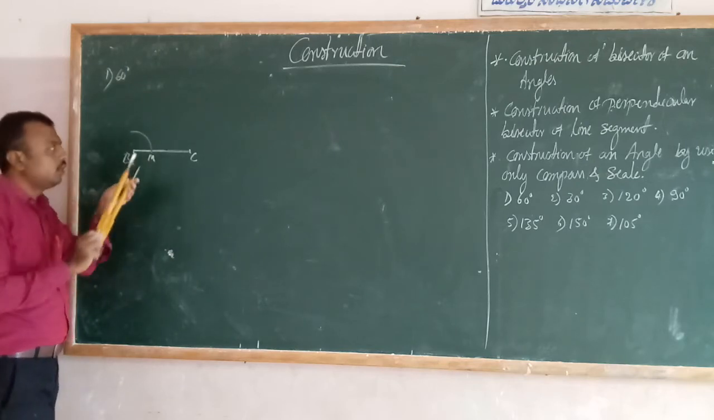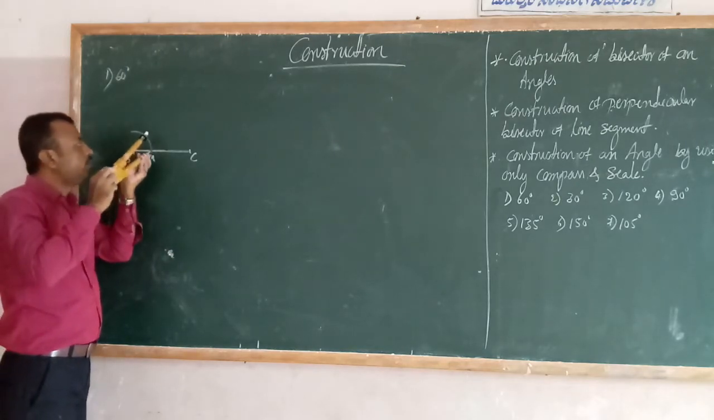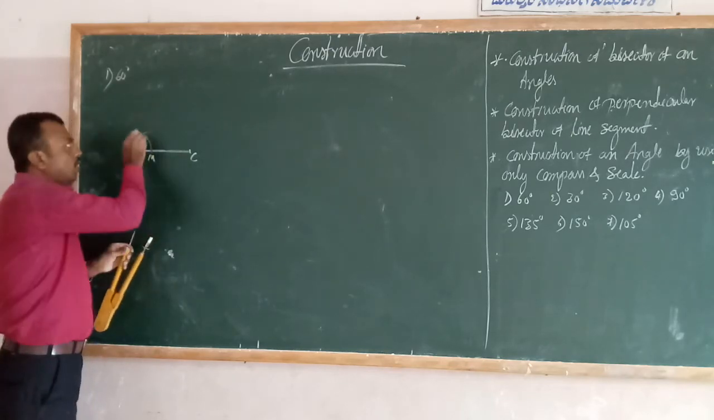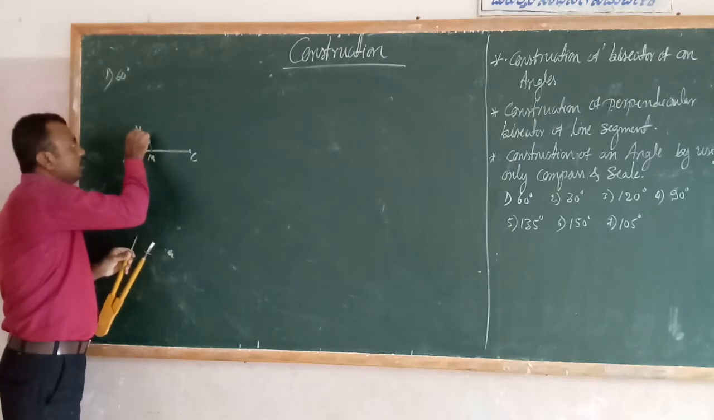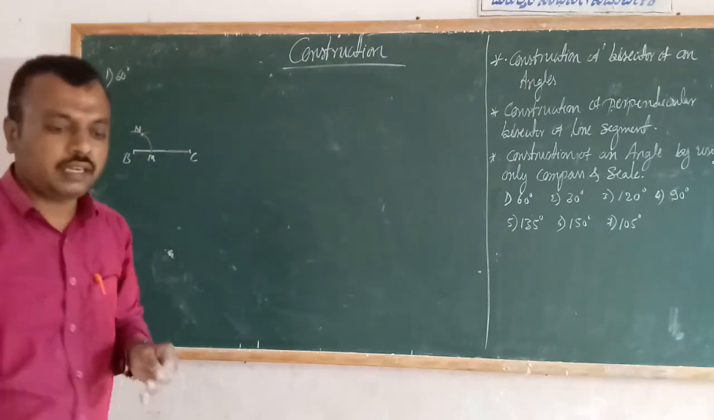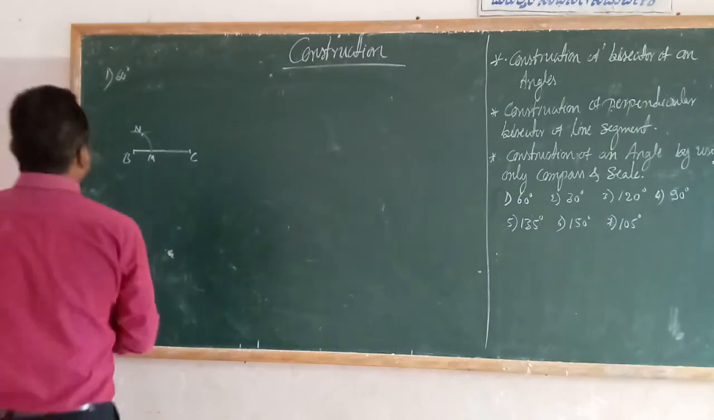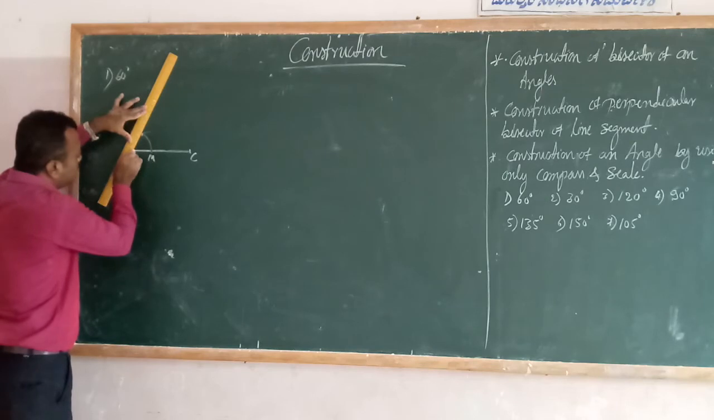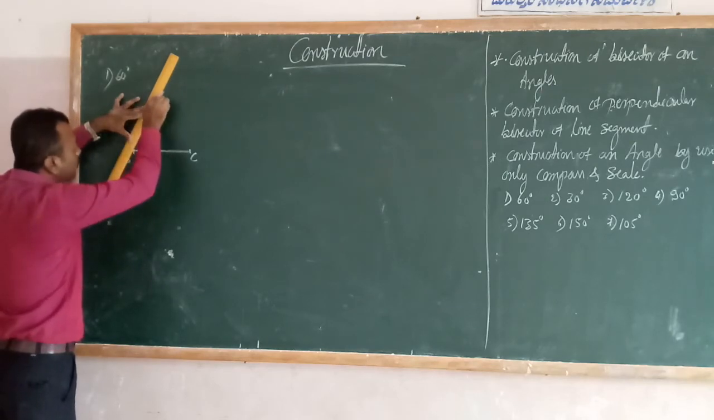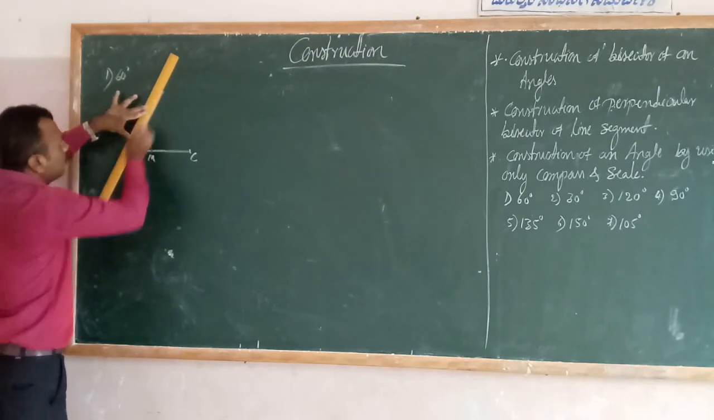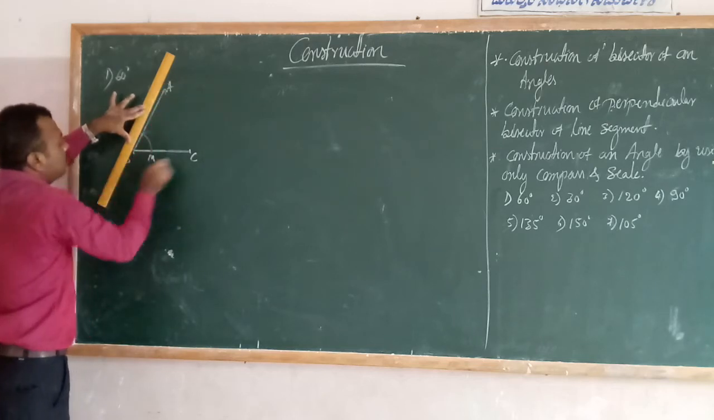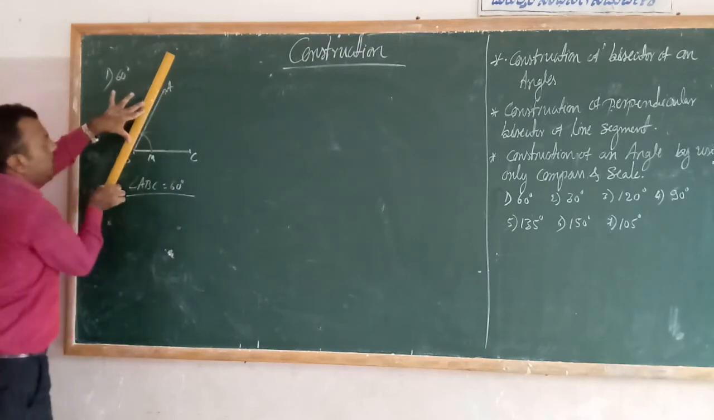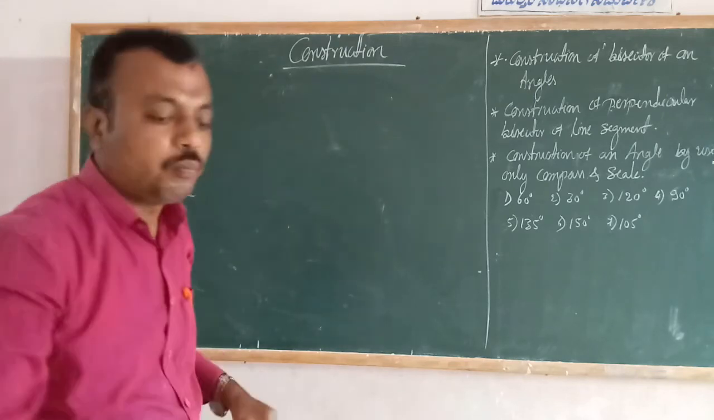Okay. Next, same length. You don't disturb this. So keep on the point M and cut the previous arc. This arc intersects at the point N. Okay. Now take scale and join B and N. Joining B and N, you have to extend it. So this is A, B, C. Angle ABC becomes how many degrees? 60 degrees.